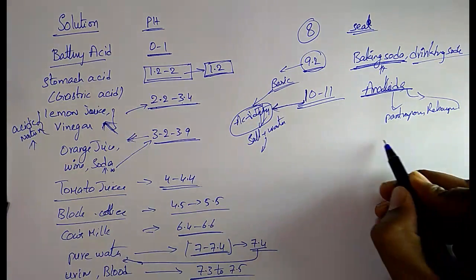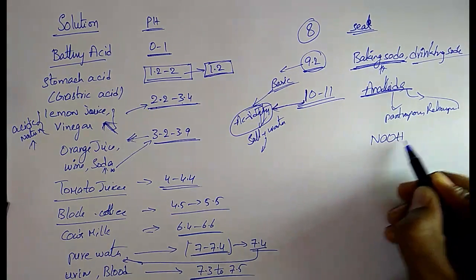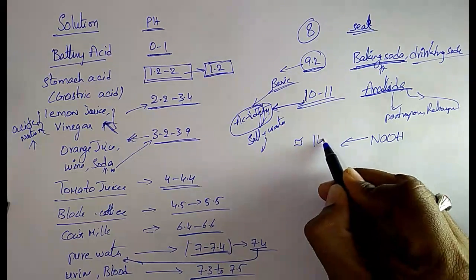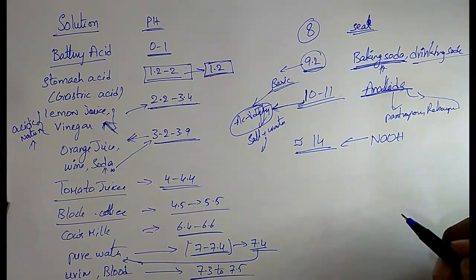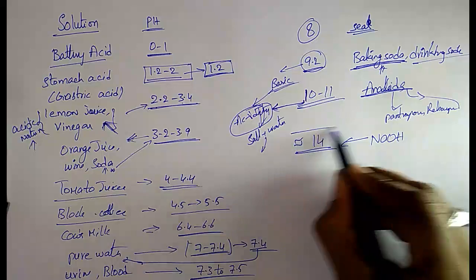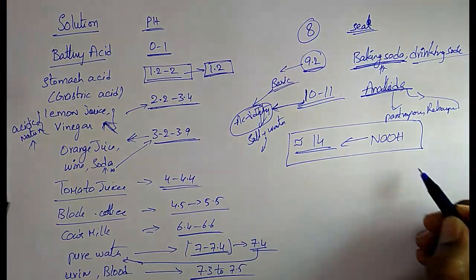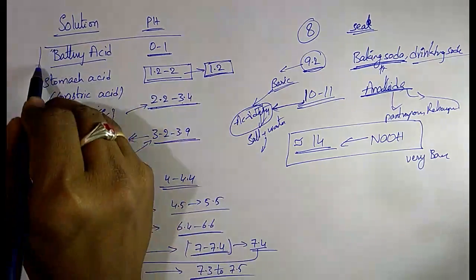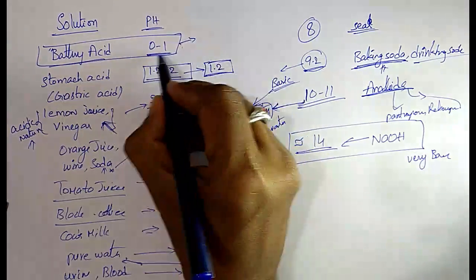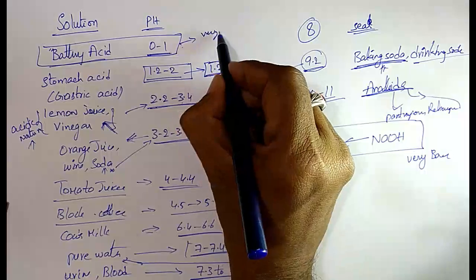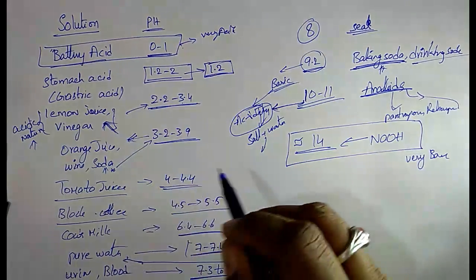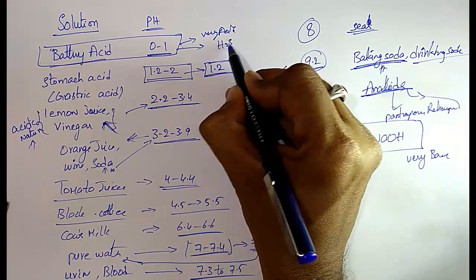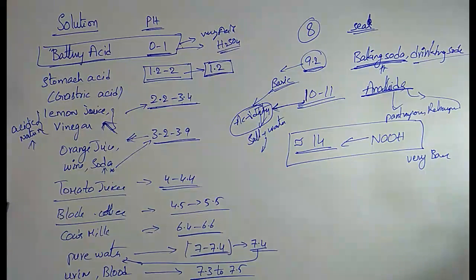Okay, and if you take sodium hydroxide, its pH value is nearly 14. So we can consider sodium hydroxide as very basic. And we can also consider battery acid, nearly 0 to 1 pH value, as very acidic. Okay, battery acid mainly consists of sulfuric acid, that is H2SO4.